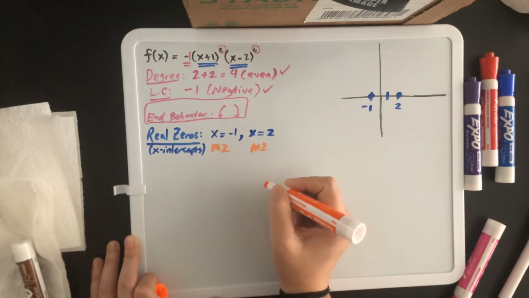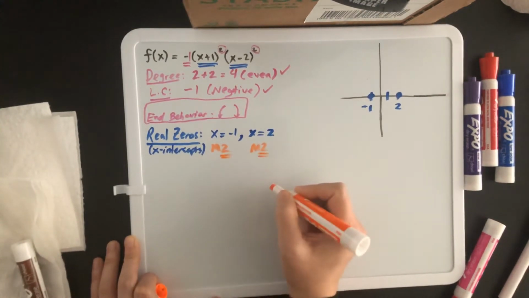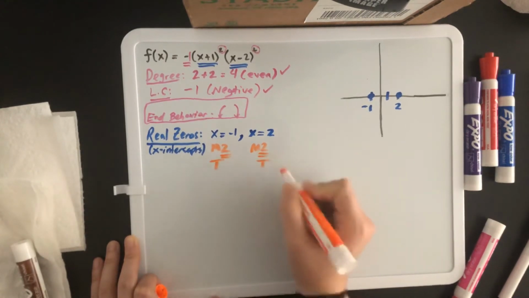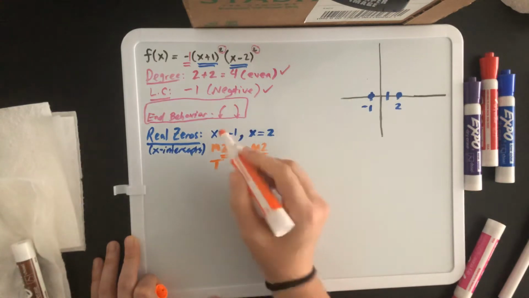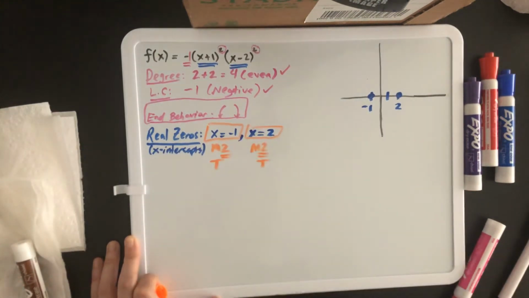With multiplicity 2, which is even, we know that at those locations, the graph will touch and turn around or bounce off of the x-intercept. It will not cross through the x-axis. So we will be touching, but not crossing, at these locations. Okay, so we know that now. What else can we determine from this?